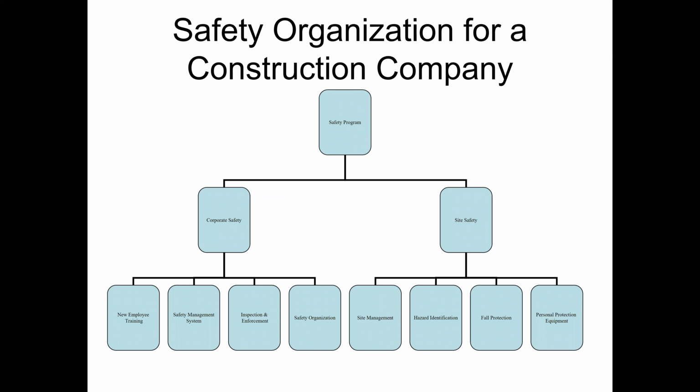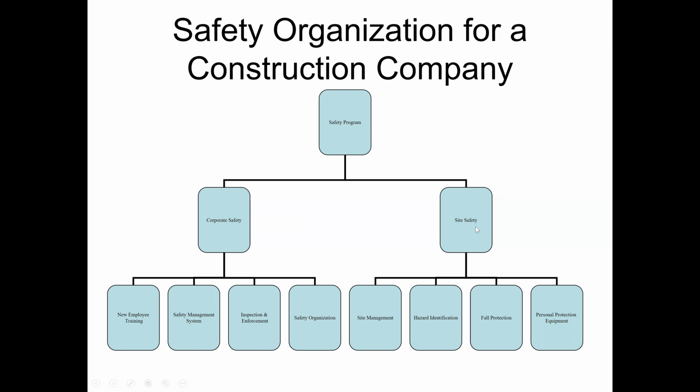Now, the safety organization for a construction company, the safety program. There is corporate safety and site safety. Corporate safety is at the headquarter level. There will be a safety organization, and there should be inspection and enforcement of safety rules and regulations. They should implement a safety management system, and they should provide training to their employees, like new employee training, job specific training, orientation training, and things like this. This is under corporate safety.